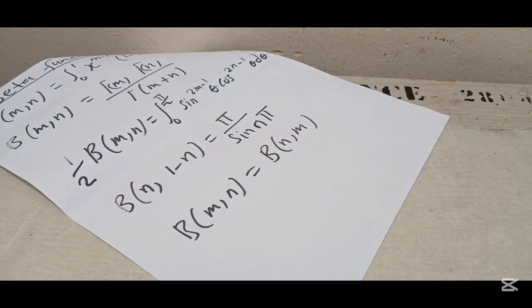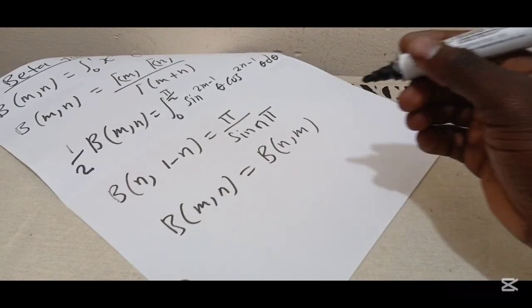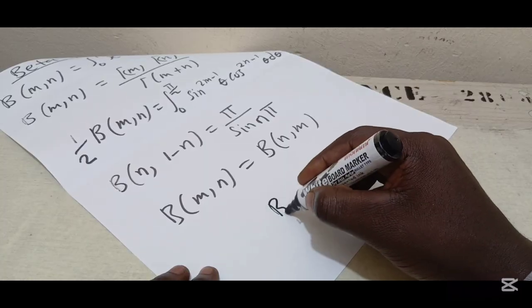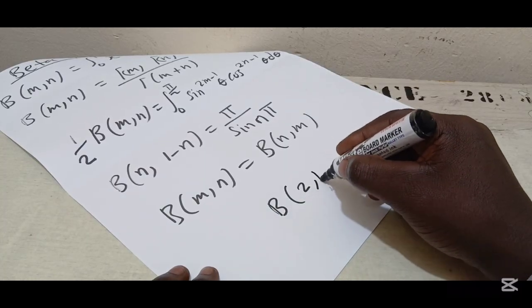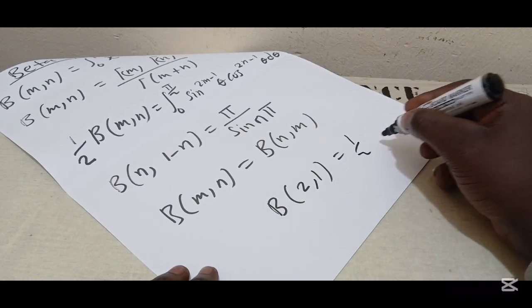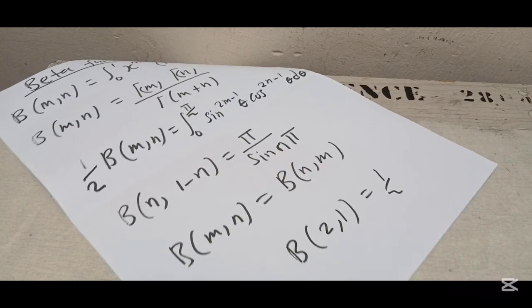And there's another constant you need to know. Beta of 2, 1 is equal to half. That is just by the way.